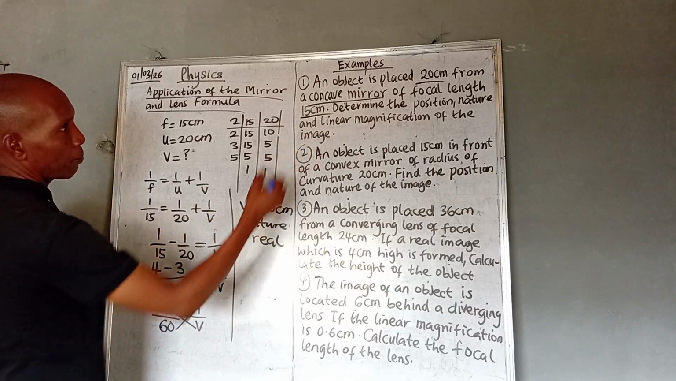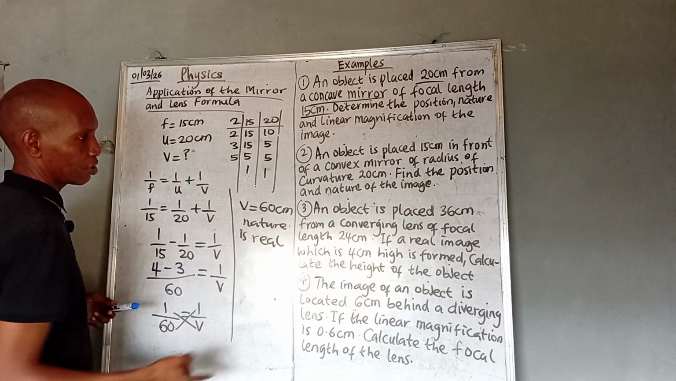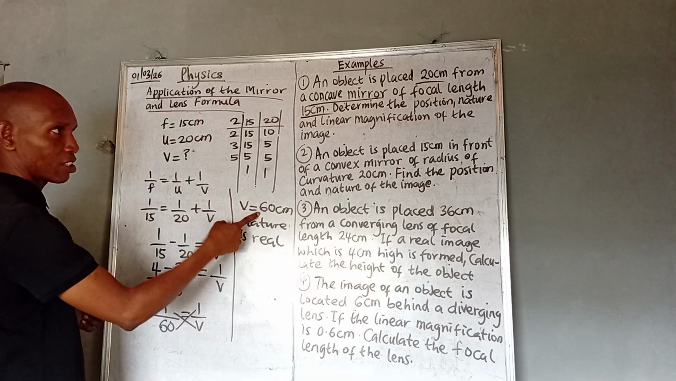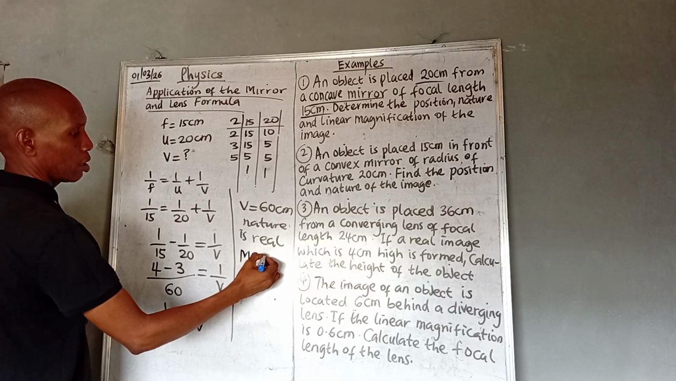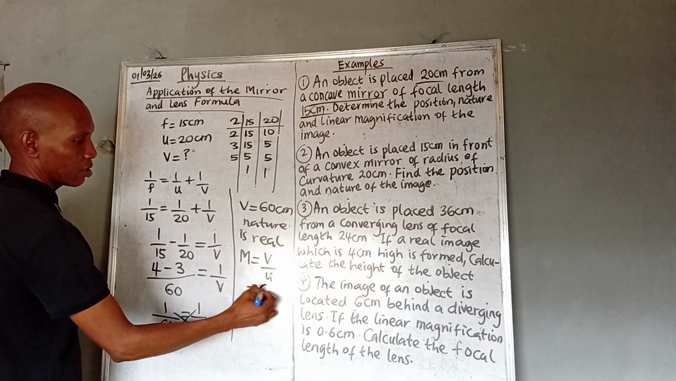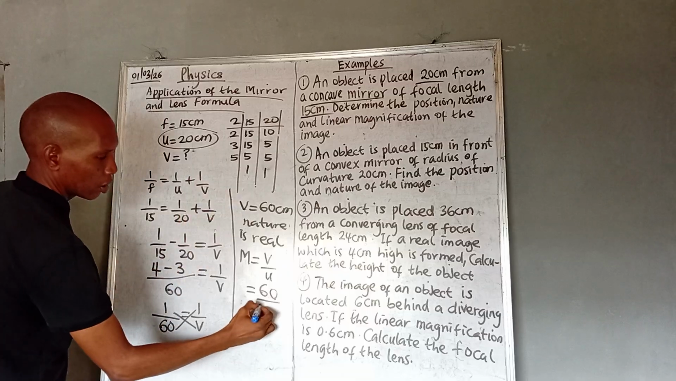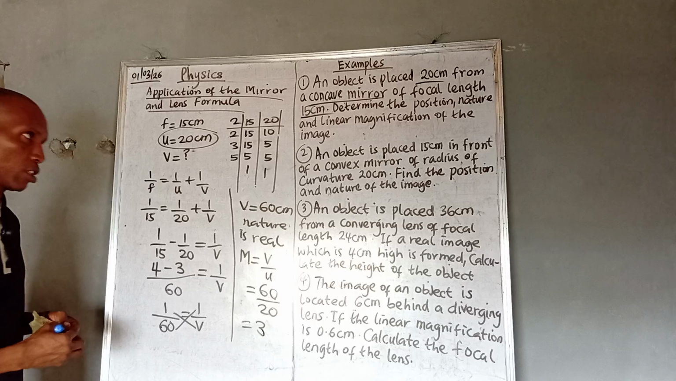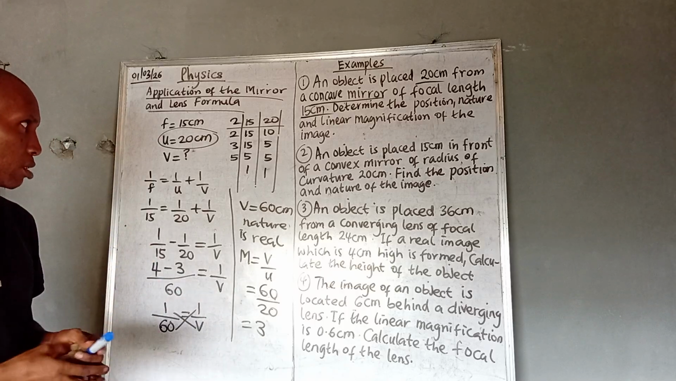Let's take the linear magnification. We are told to determine the position. The position has already been determined, 60 centimeters. The nature is real because we have the image distance is positive. The linear magnification, M is equals to V all over U. Here V is the image distance. The image distance is 60 and the object distance in the question is 20. So 60 divided by 20 gives us 3. So the magnification is 3. Meaning the image is 3 times as large as the object.